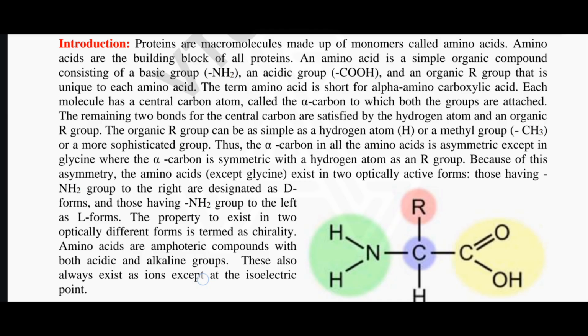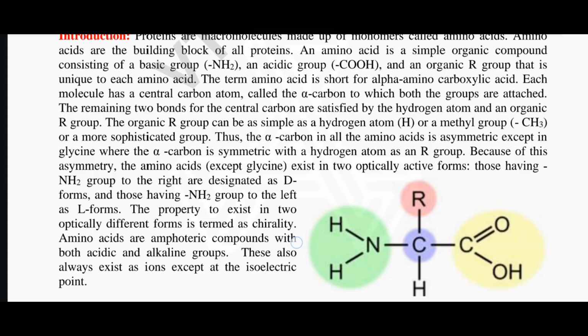Each molecule has a central carbon atom called the alpha carbon to which both the groups are attached. The remaining two bonds of the central carbon are satisfied by a hydrogen atom and an organic or a more sophisticated group. Thus, the alpha carbon in all the amino acids is asymmetric except in glycine, where the alpha carbon is symmetric with a hydrogen atom as an R group.